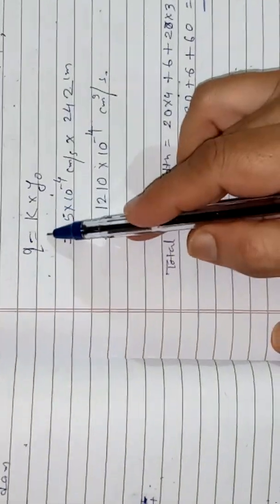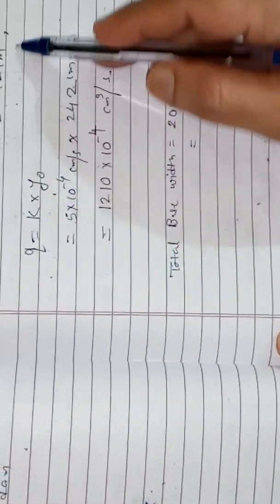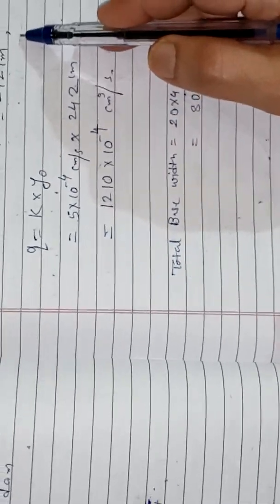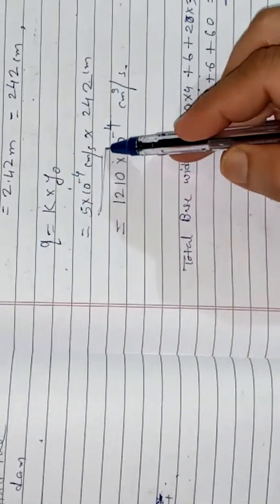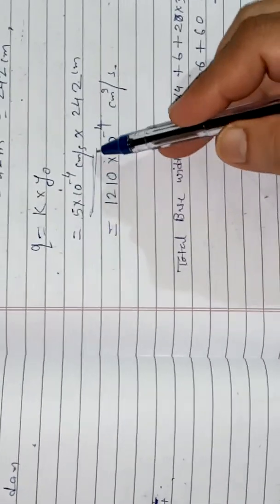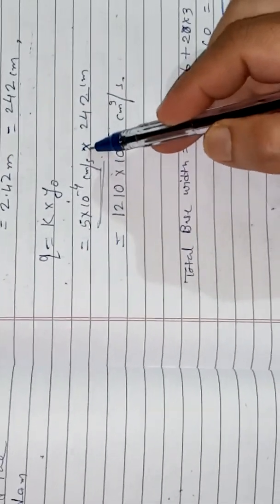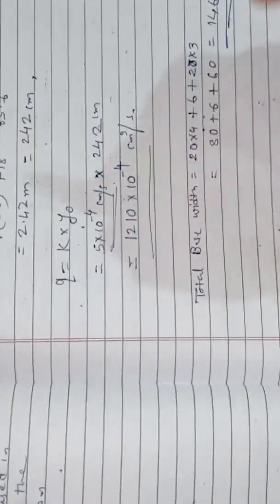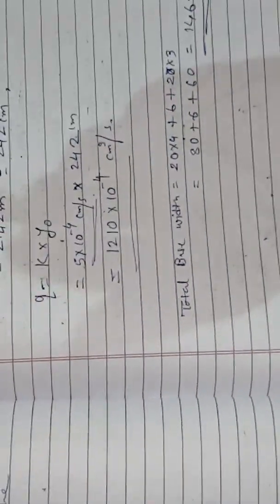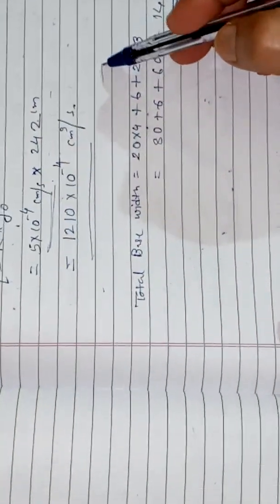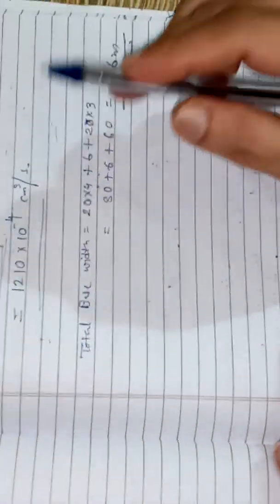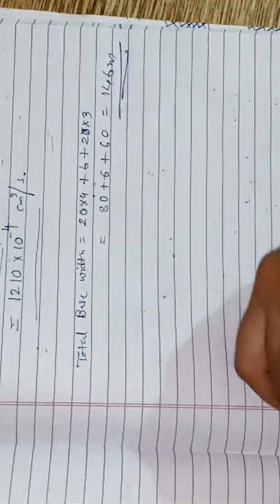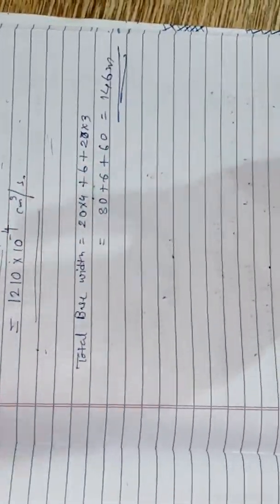Now, as we have already discussed, the discharge per meter length of the dam is given as K into y0. So y0 is calculated as 242 centimeters. The value of coefficient of permeability is given as 5 into 10 raised to minus 4 centimeter per second, into the y0 distance. So that comes out to be 1210 into 10 raised to minus 4 centimeters cube per second. That is the seepage discharge for this dam. So this is one type of example that you must know. Thank you.